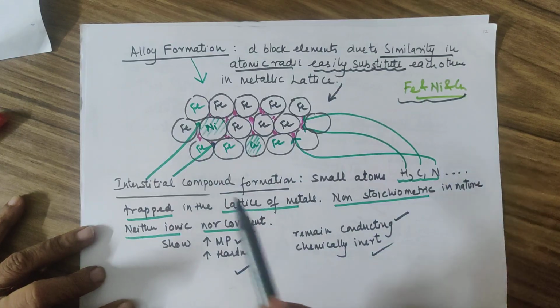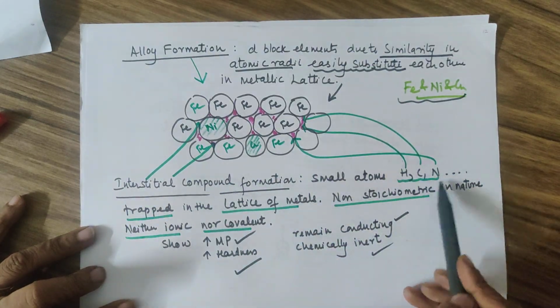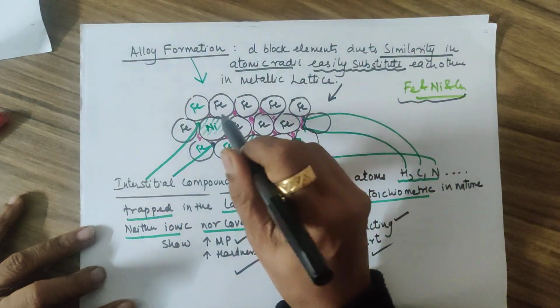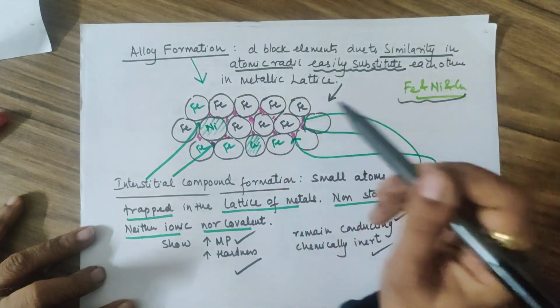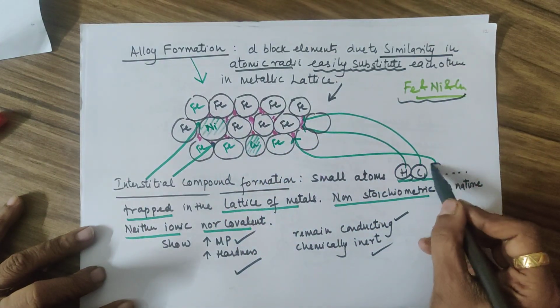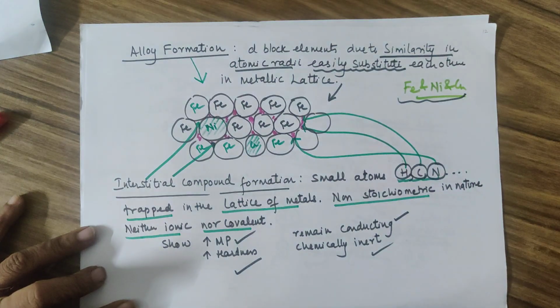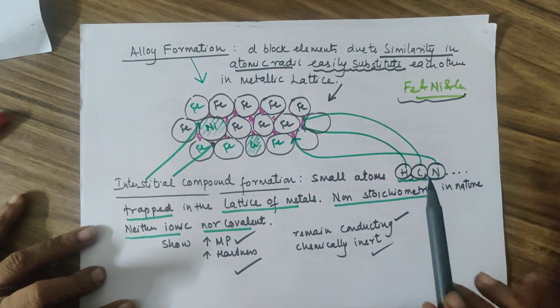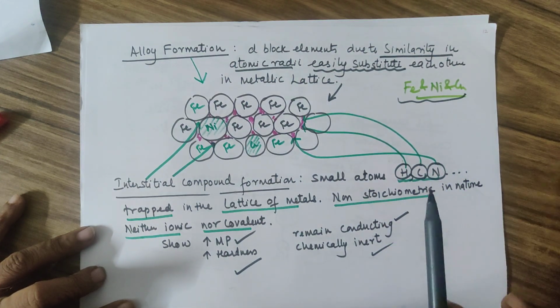So, interstitial compounds are formed when small atoms trap themselves in the intersites because their sizes match the size of the gaps. Only then it is possible. And they are just trapped there, they're just present there. No type of bonding takes place.